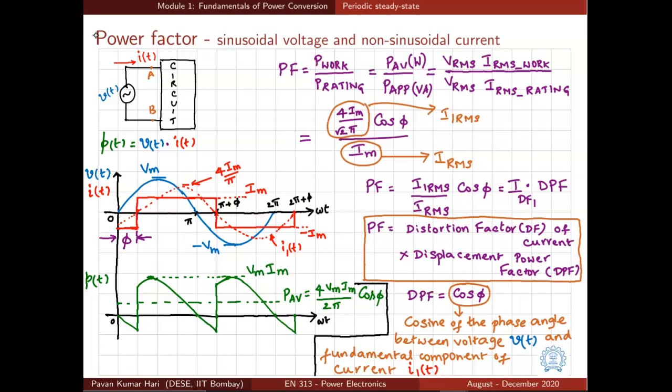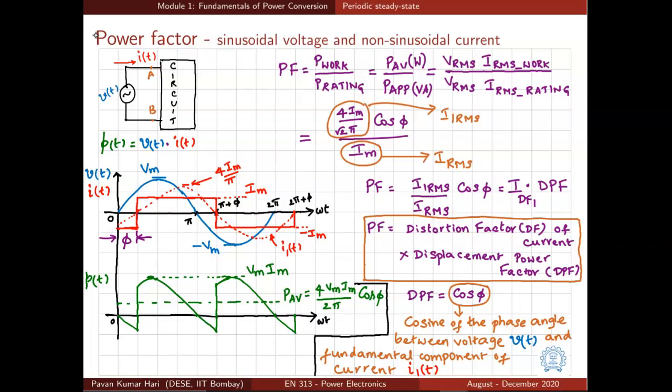And what is 4 Im by root 2 pi? We know that 4 Im by pi is the peak value of the fundamental component of this square wave, which has a maximum value of Im. So 4 Im by root 2 pi will be the RMS value of the fundamental component of the current. The fundamental component of current is shown in dotted line here along with the current waveform. So the RMS value of the fundamental component, that is I1 RMS, is 4 Im by root 2 pi. And the denominator is anyway Im, which is the total RMS value.